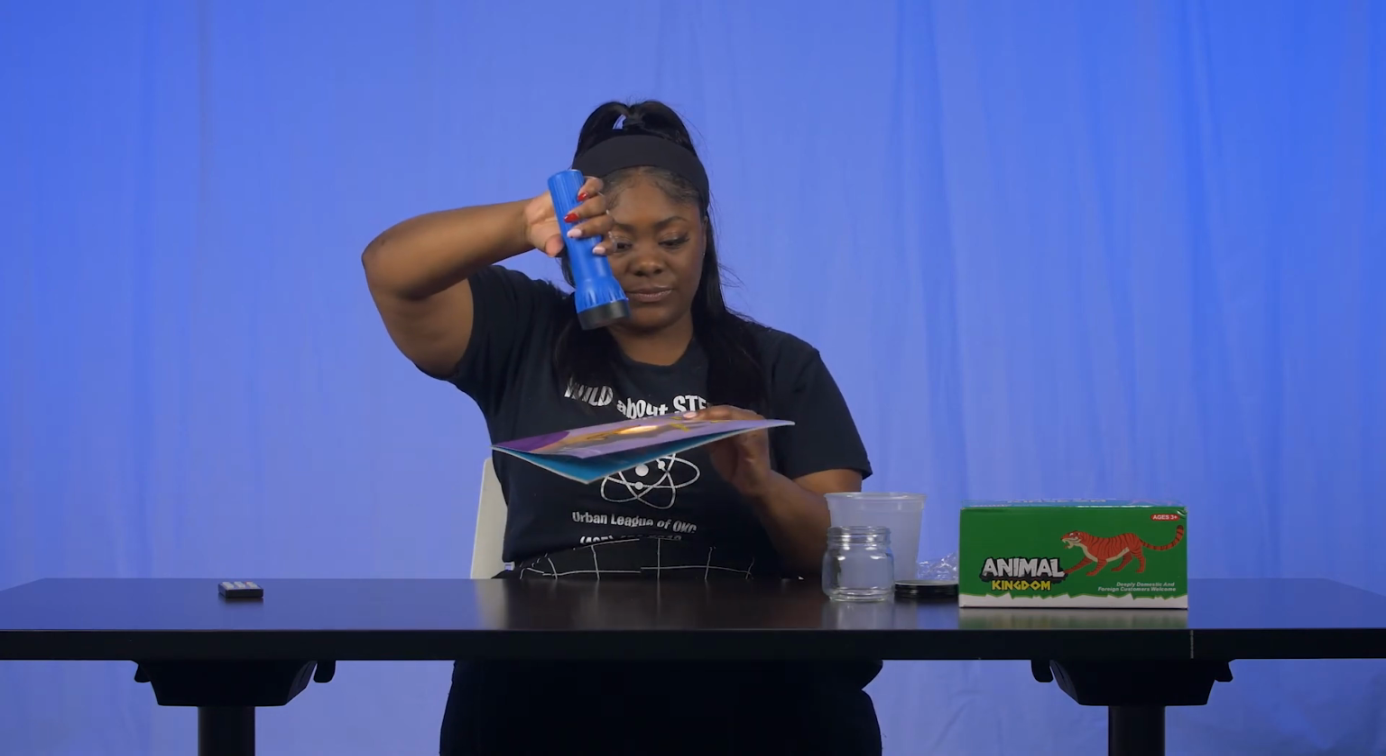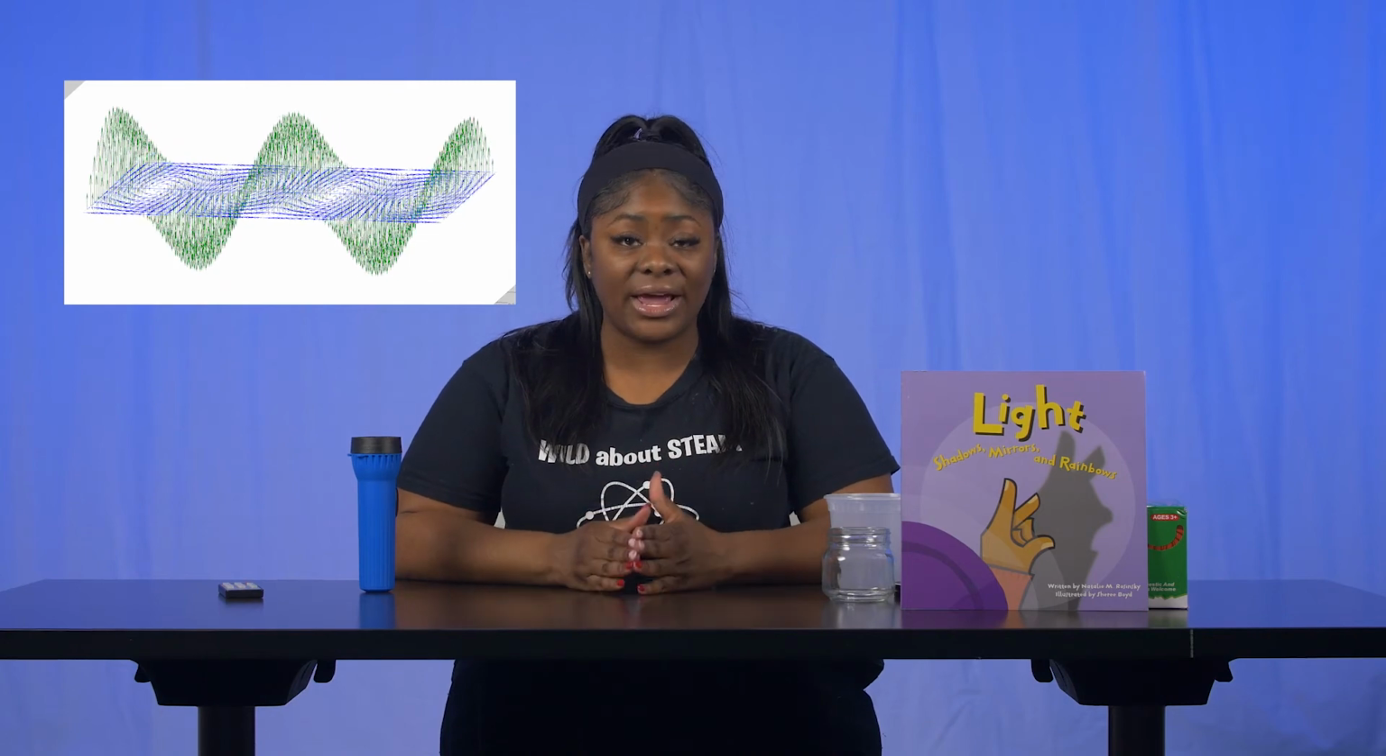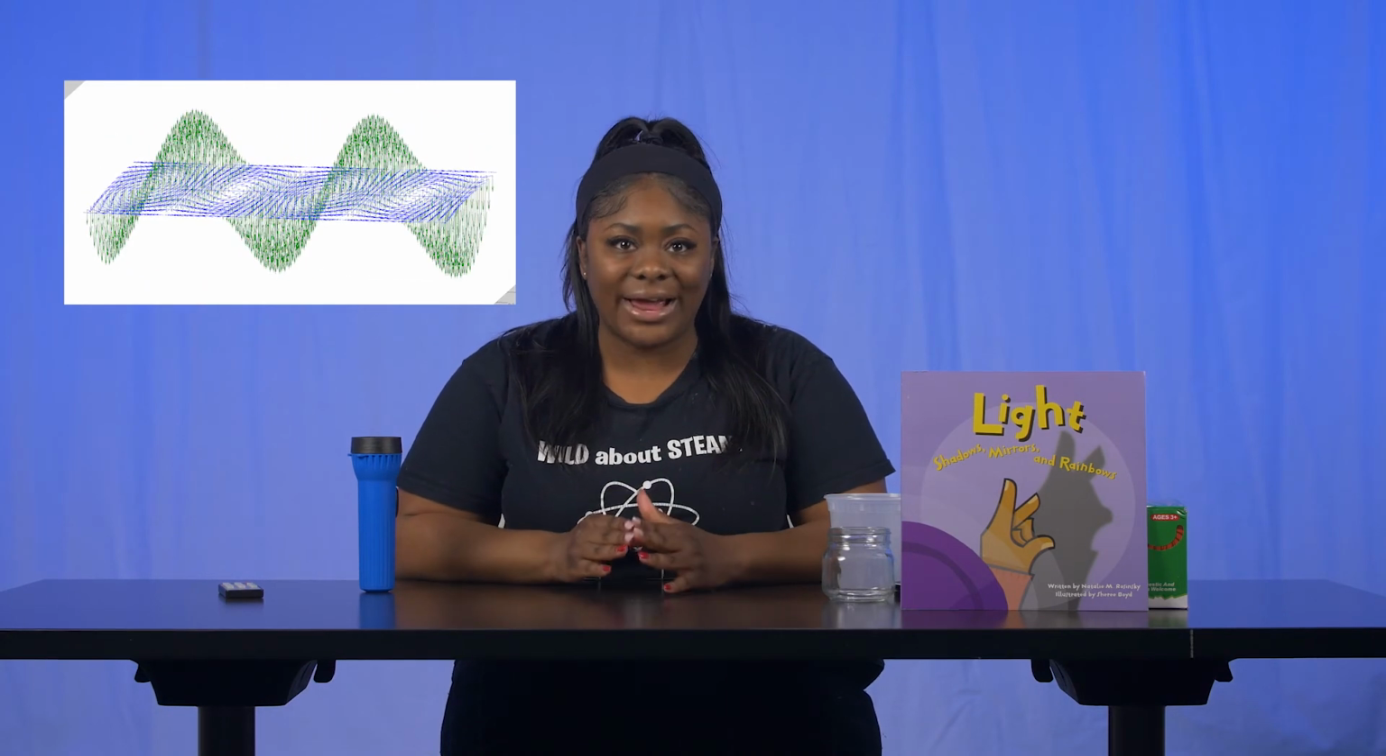So let's recap. As you can see, each of our objects made light do different things. Our transparent object let all the light pass through. Our translucent object only let some of the light pass through. And our opaque object didn't let any of the light through, and it created a shadow. Remember that light is a form of energy that travels in a straight line through waves called electromagnetic waves.